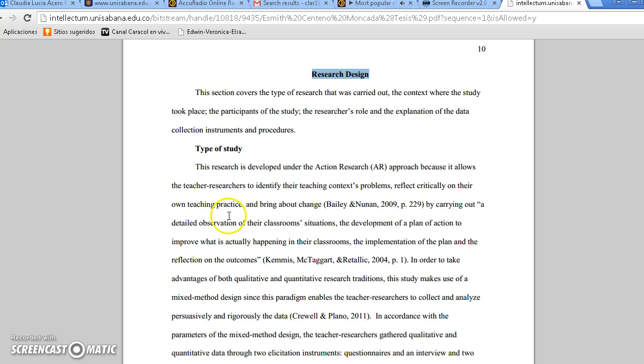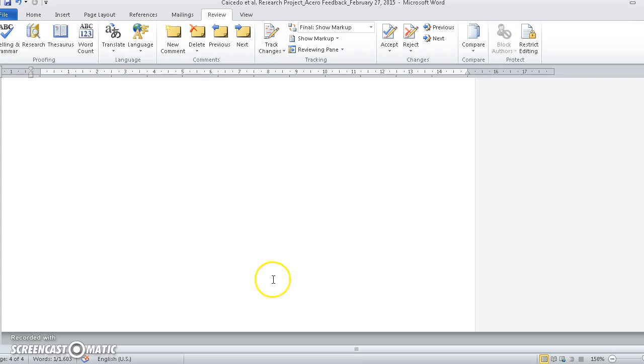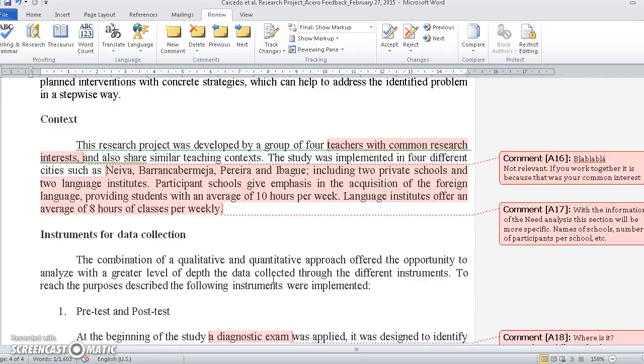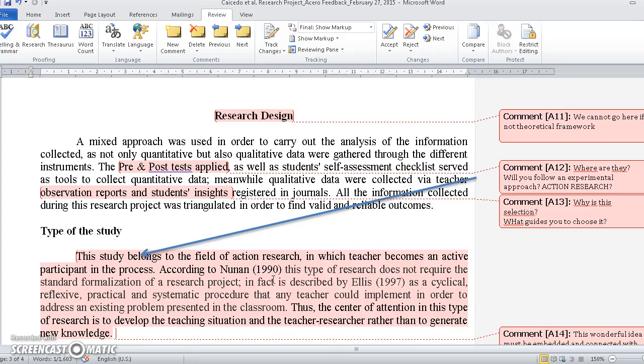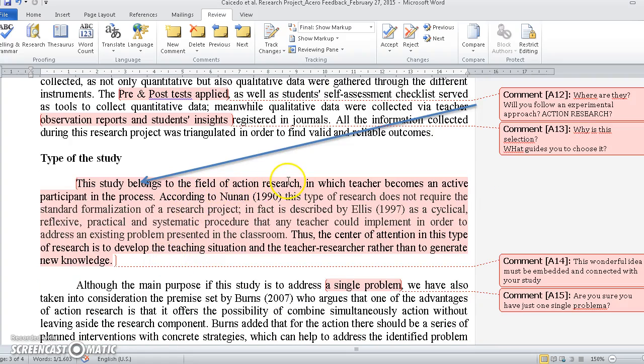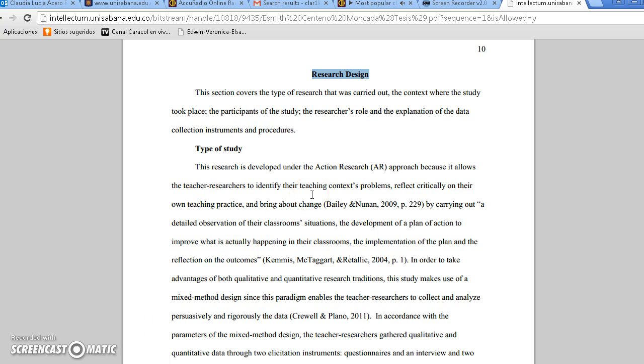The research design. Once we have the research question and the objectives, we have to see what would be the best methodology we want to test. It seems that you just took it because everybody takes it. That is action research. The question is, we need to validate that this is exactly what you want to do, and you have to connect this with your study. It's not just copying what Noonan says or what Bailey says, but talking about it and explaining. This research is developed under the action research approach because, and we have to support it.